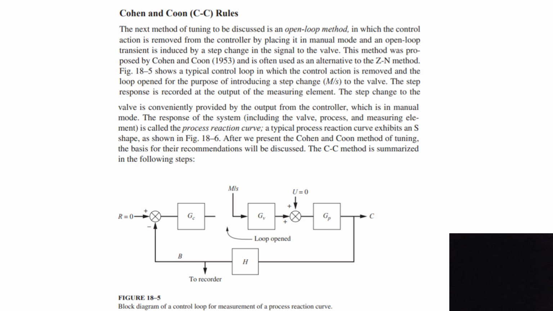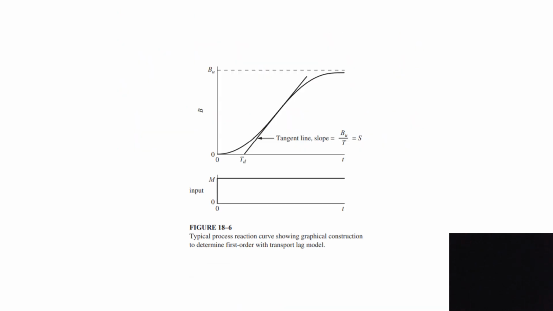The response gives us a process reaction curve, which is an S-shaped curve. From the response we calculate the values of the process parameters. Here we draw a tangent line, and the slope is Bu by T. The magnitude is B, and the respective delay time is td.